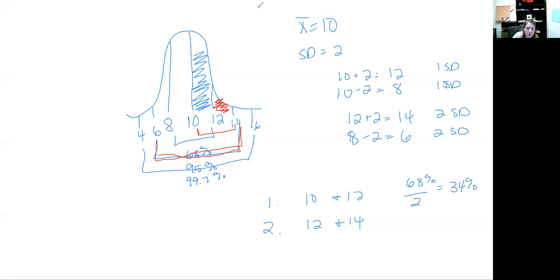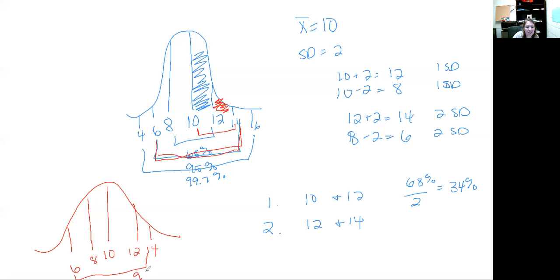No, I'm sorry. Goodness, I'm confusing myself. 6 to 14 is 95% of your data. All right, I'm going to draw it from here to here again. This is 10. This is 14. This is 12, okay? And then over here is your 6. All right, from here to here is 95%, okay? So that means if I'm just looking at this part of it, 95 divided by 2, right?